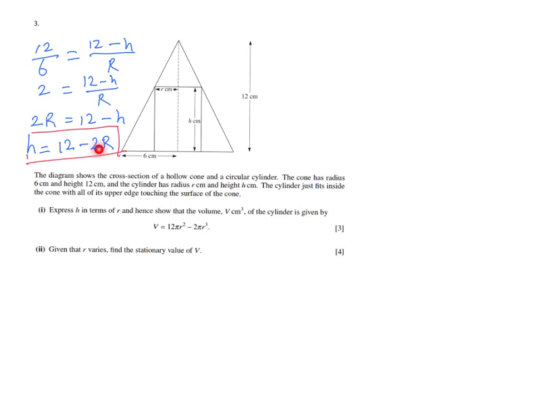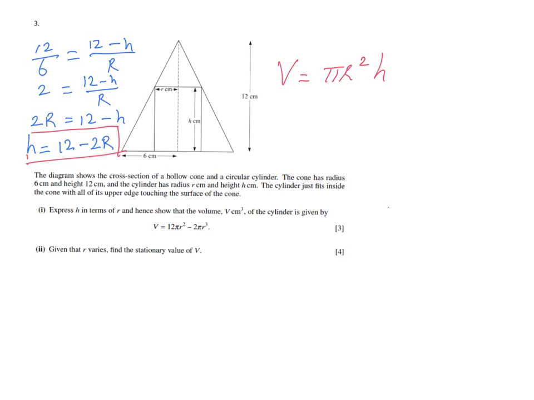There we go, because we have this term with the variable r. Moving on, they say, and hence show that the volume of this cylinder is given by that particular equation. To show that means this is the answer, but we cannot use it in our workings. So we have to somehow find the volume of the cylinder, and then our answer should be 12 pi r squared minus 2 pi r cubed. Well, the volume of any cylinder is pi r squared times the height.